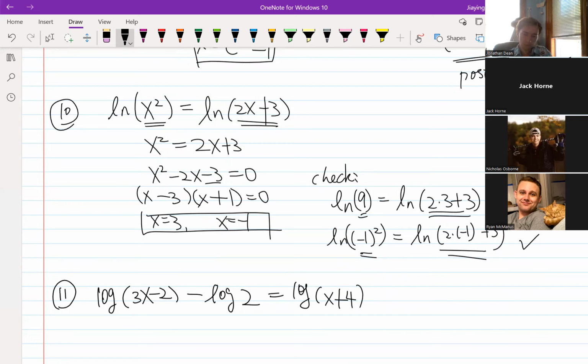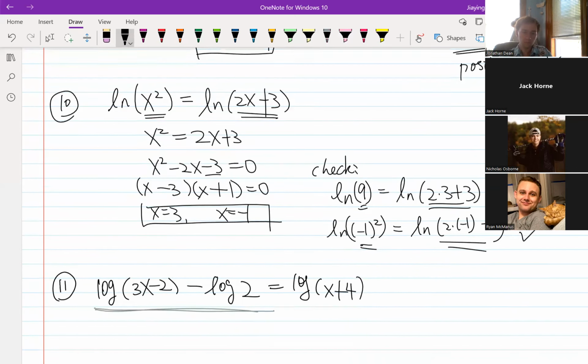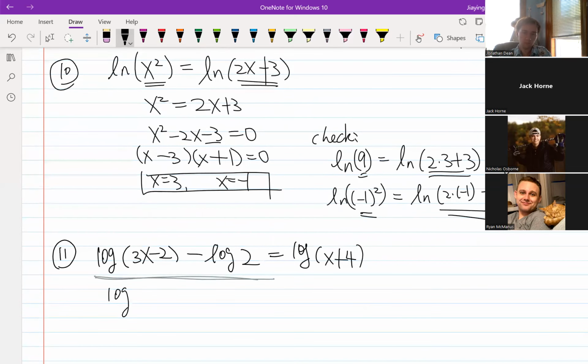So in this case, we have a difference of 2 logs. So we're going to bring them together, use the quotient rule with logs. So that's going to be log, inside we get (3x minus 2) divided by 2. So that's how we combine those 2 logs. And then that's equal to log of (x plus 4).